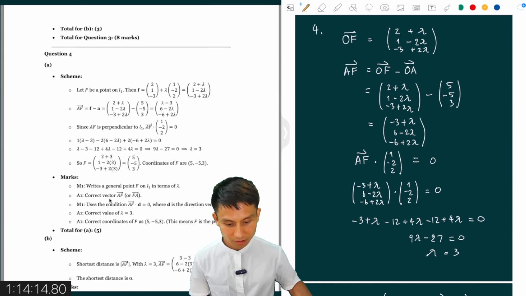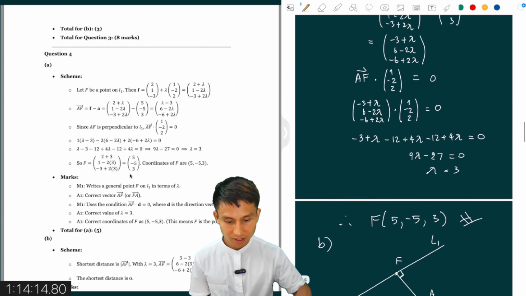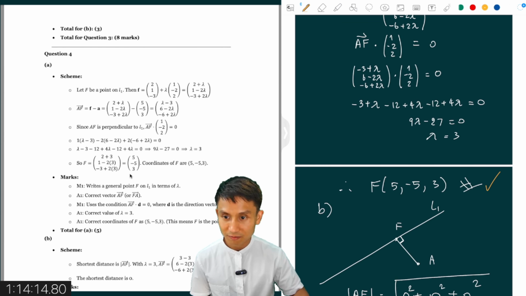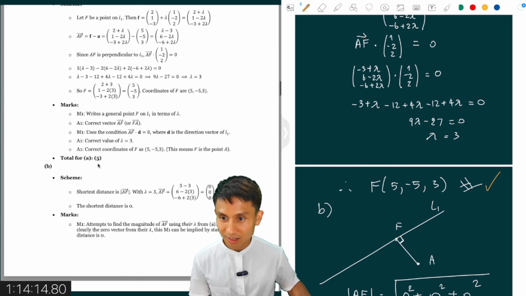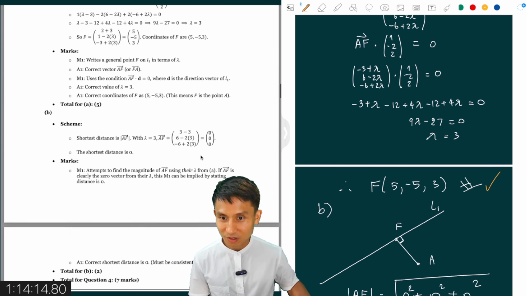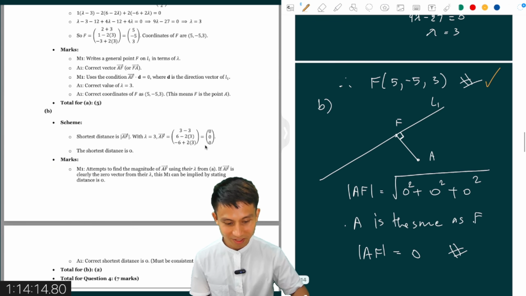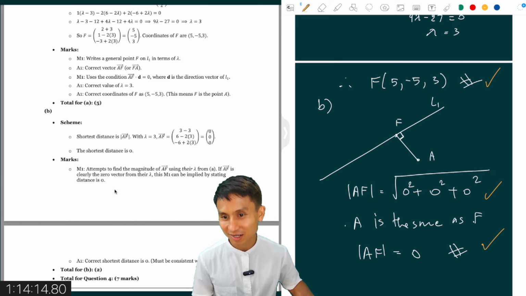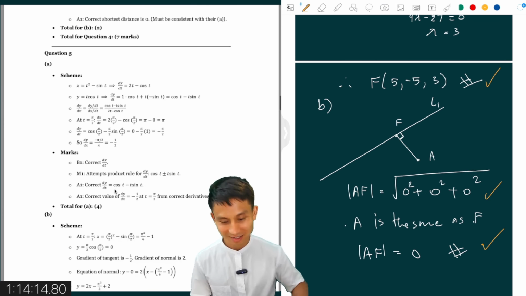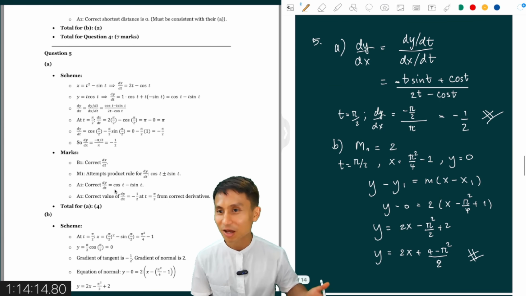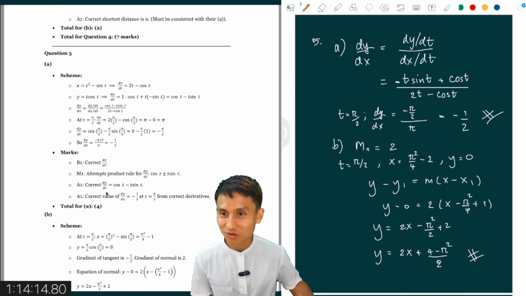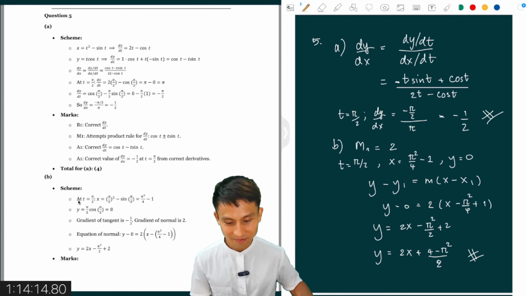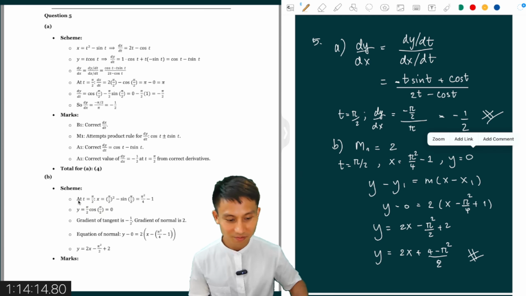Number 4, this is vectors, so it's 5. Yeah, the F here is 5, minus 5, 3. And then this is the funny one. AF is 0. Yeah, so the shortest distance is 0. All right, so it realizes that the question doesn't make sense, but okay, there you go. I mean, if it ever came up, then that would be what you should do. Just answer using the right concept there.